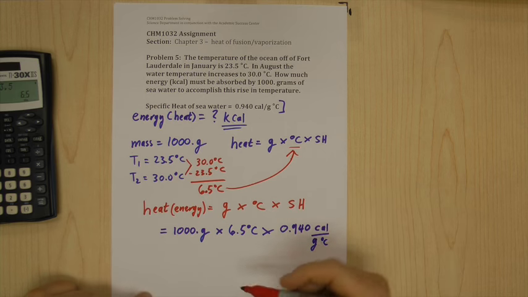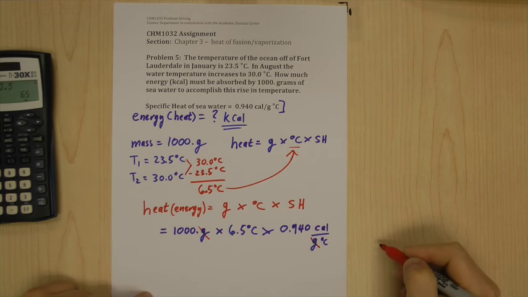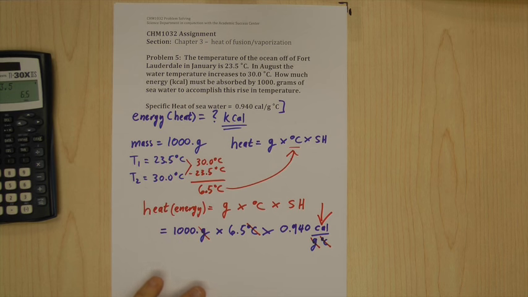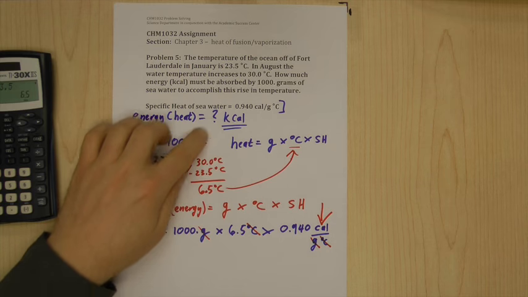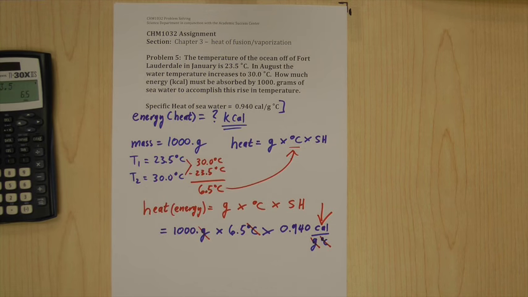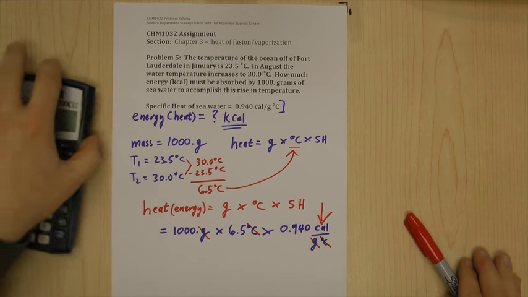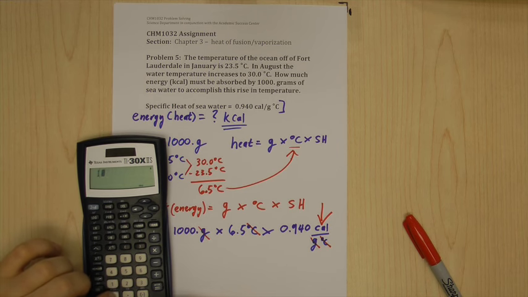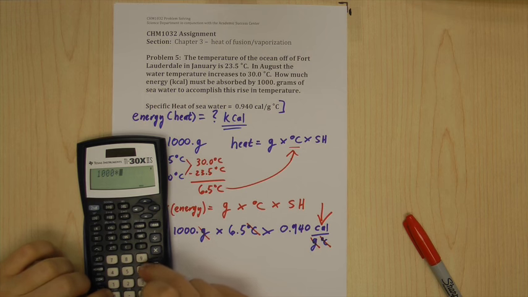Okay? So let's just start crossing out units. The grams will cancel. Degrees Celsius will cancel, leaving us in the unit calorie, not kcal. So we really can't leave our final answer as calories because the question specifically said kcals. So that's okay. We can fix that, not a problem. Let's just punch in the numbers real quick. 1,000 multiplied by 6.5 multiplied by 0.940 equals.